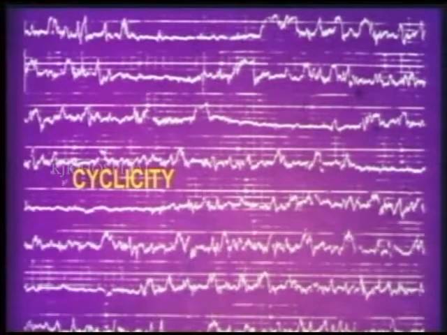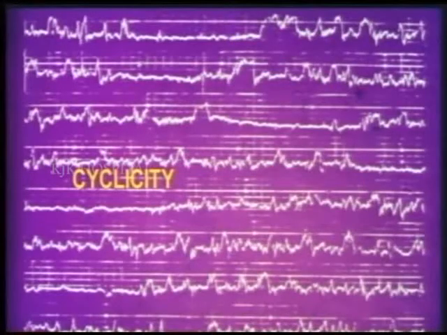Now, the second feature which you see on the trace is what we call cyclicity. So first is reactivity, second is cyclicity. The baby has an active epoch followed by a quiet epoch, then an active epoch, and a quiet epoch. That means the baby's central nervous system is mature and the baby is not brain damaged.